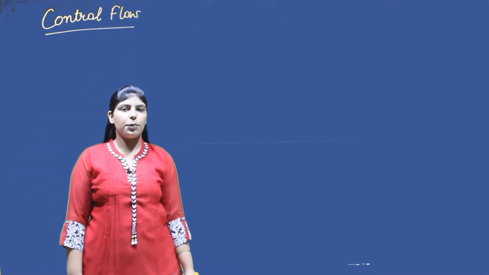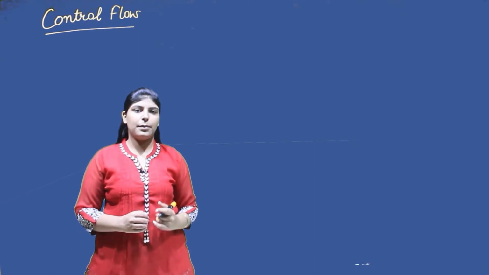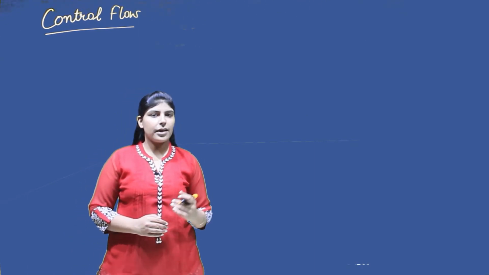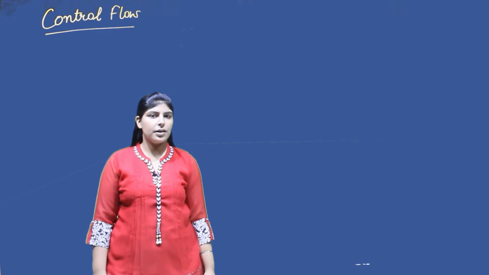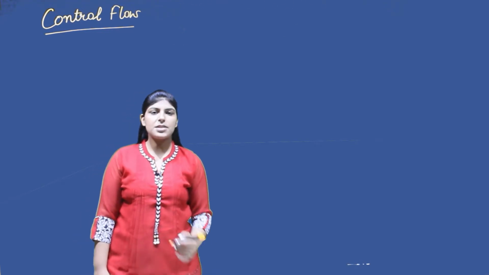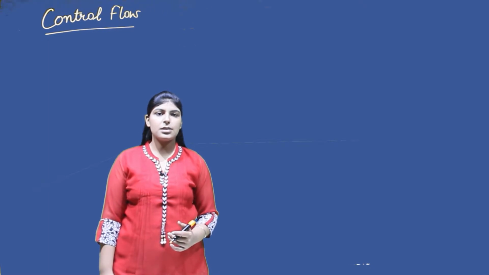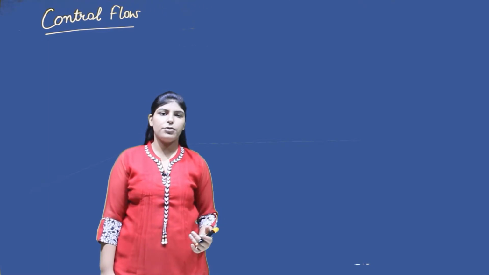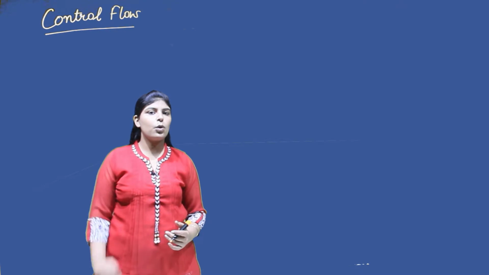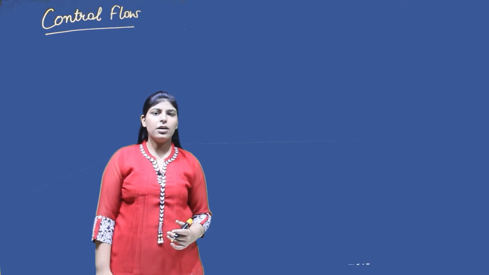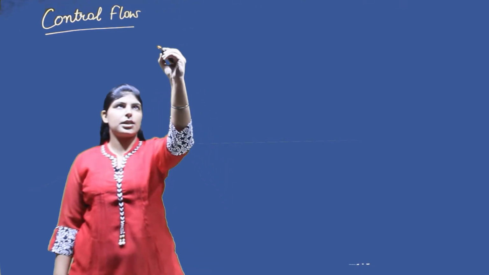Whenever we write a Java program, it starts executing line by line. All these statements are executed in the order in which they appear in the program. There are some statements in Java which can change the flow of the program. Such statements which can control the flow of the program are known as control flow statements. In Java, there are three types of control flow statements.